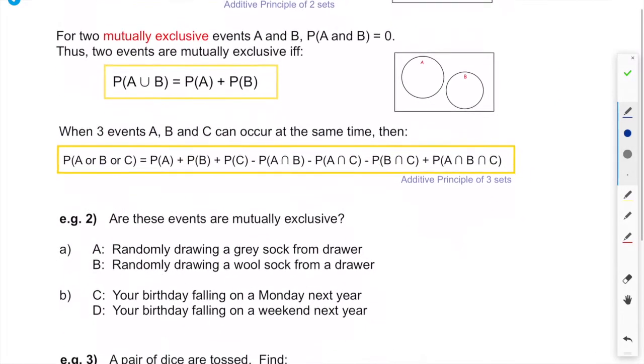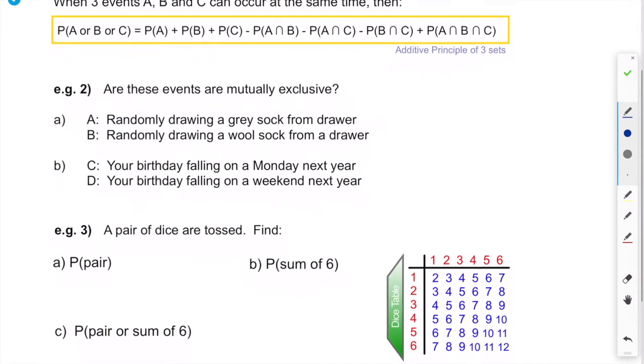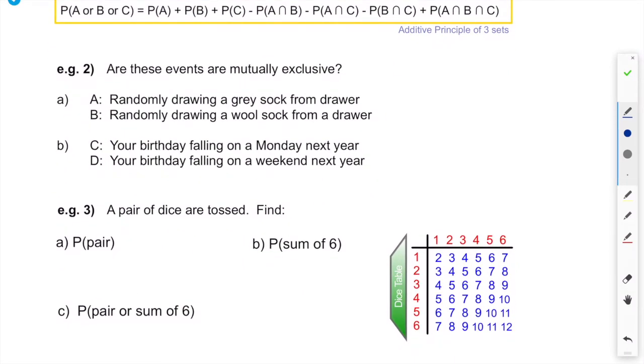So we did mention the term mutually exclusive. So in example 2, let's try to identify which set of events are mutually exclusive. Event A, you're randomly drawing a gray sock from a drawer. Event B, you're randomly drawing a wool sock from a drawer. So the question to ask is, can you have socks that are gray and made out of wool? The answer is yes, right? So that means these two things can be in common. A and B can be common. So these are not mutually exclusive.